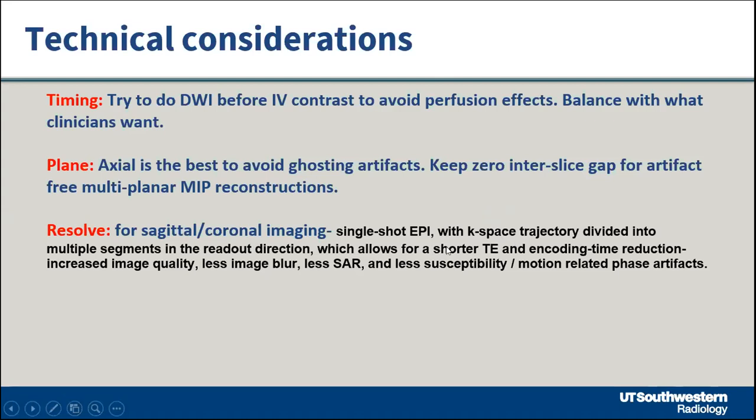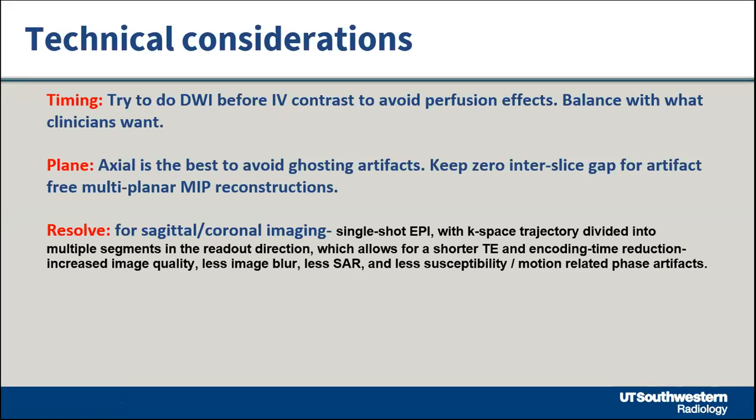So how do you do that? Well, the k-space trajectory is divided into multiple segments in the readout direction. And that allows for a shorter echo time. And the closer the echo time is to the structure you are evaluating, say a nerve or cartilage or whatever, the better. So generally in most DWI images, you'll get to an echo time of 80 or 90. If you have a good scanner, you can get down to the 60s.